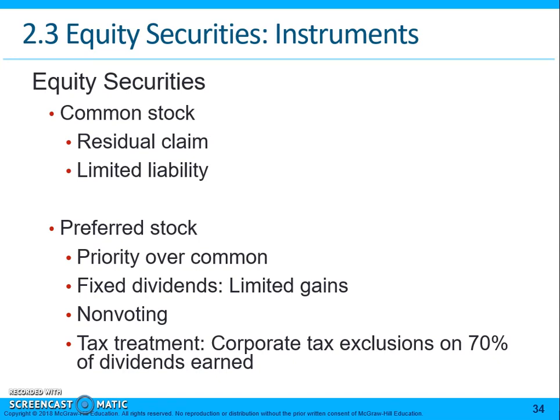Both preferred and common stock receive preferential treatment for corporate taxes. They exclude 70% of dividends earned, so corporations can buy common stock, and those dividends receive preferential tax treatment.